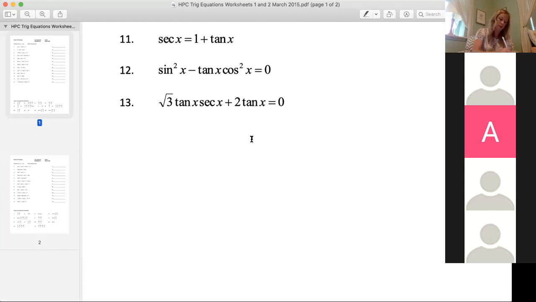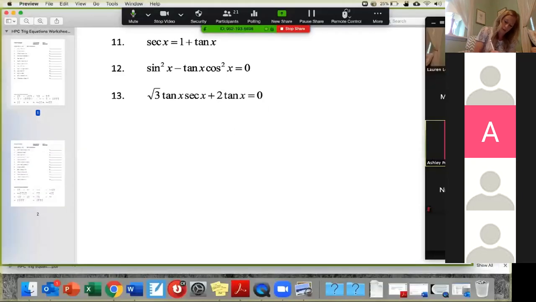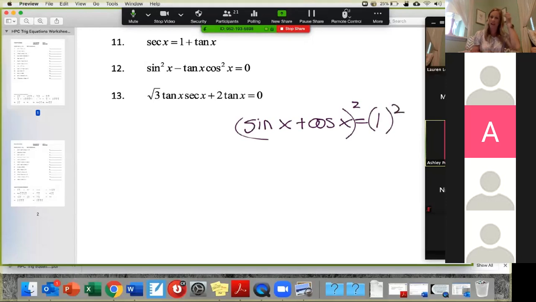Now that I'm thinking about that one, because a lot of people I know don't like that. Going back to that one, if I had taken that and squared both sides, I think I could have worked it out from there. Because foiling that out would have given me this.